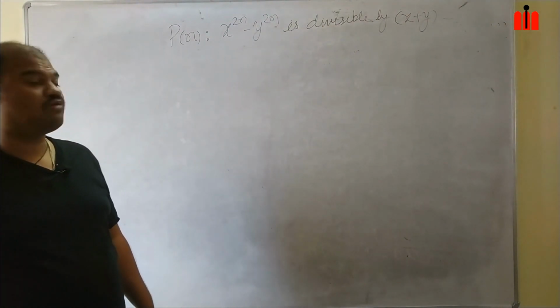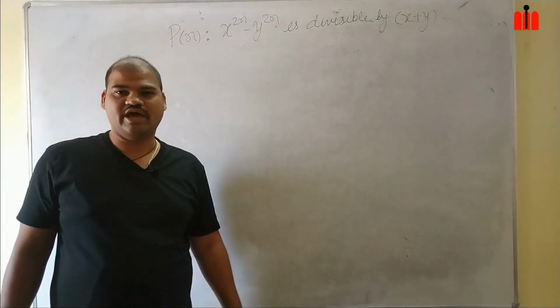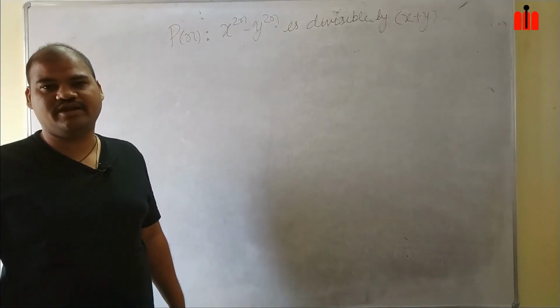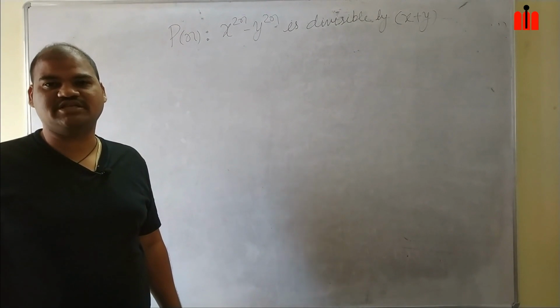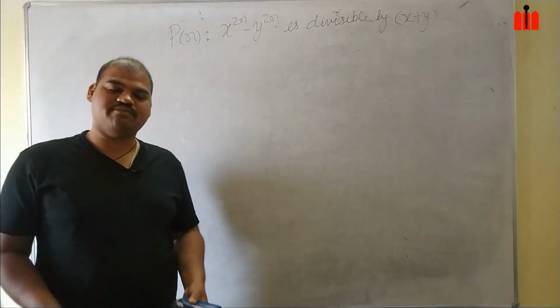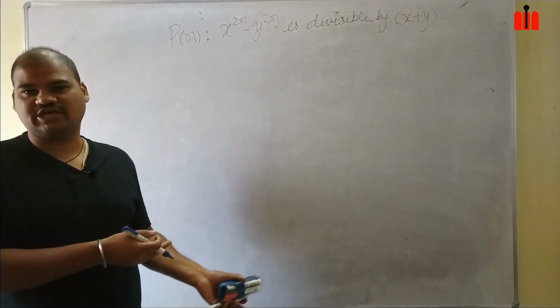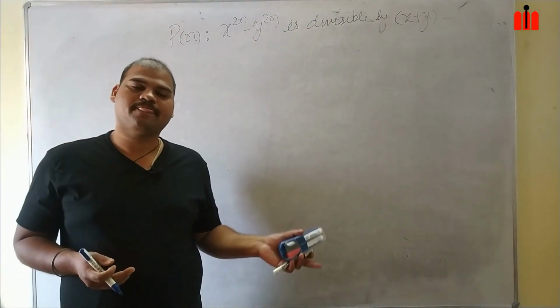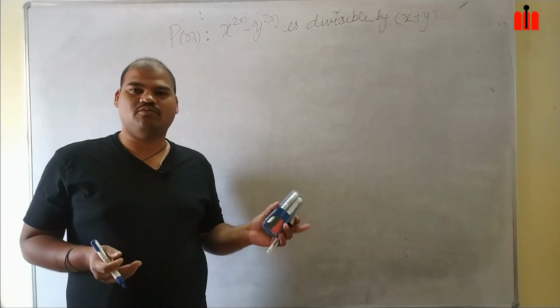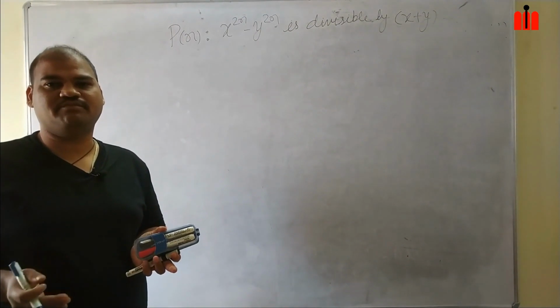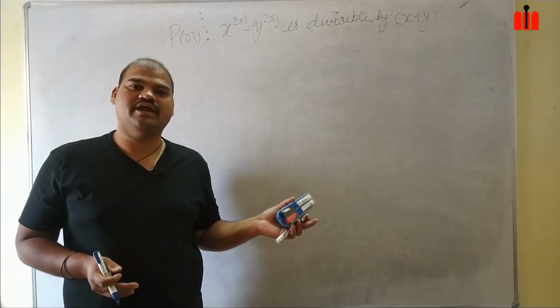My 11th problem is: x to the power of 2n minus y to the power of 2n is divisible by x plus y. It is the same as what we did in the 10th, our last problem. In that problem it was a multiple of 11, so we had made it 11k.